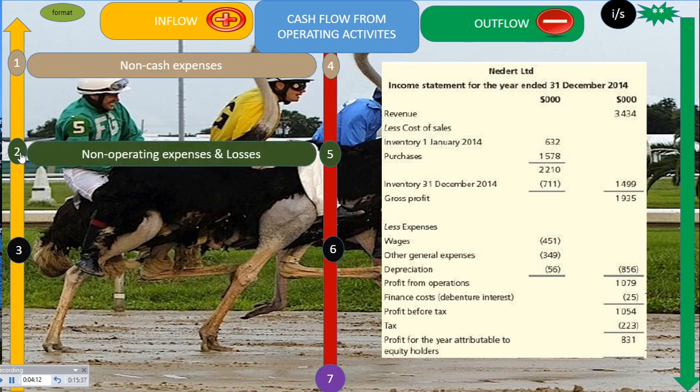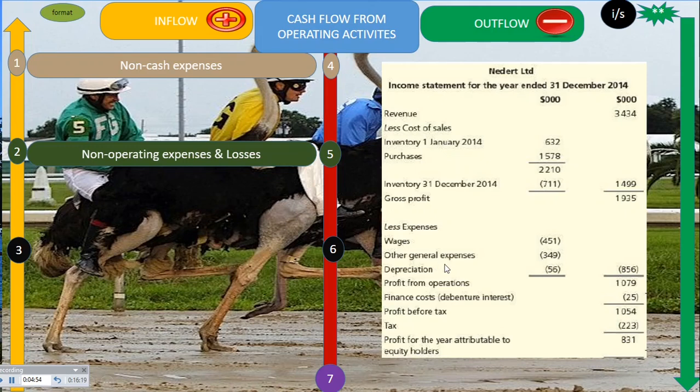The second point is your non-operating expenses and losses. Now, what are the operating expenses for the business? First, you need to understand that operating expenses are the expenses incurred to run the business, or the expenses incurred in your normal trading activities. For example, if you look up here, the wages paid and other general expenses are your operating expenses. You could have rent paid, electricity paid, staff salary paid, office and administrative expenses, etc. These are all operating expenses.